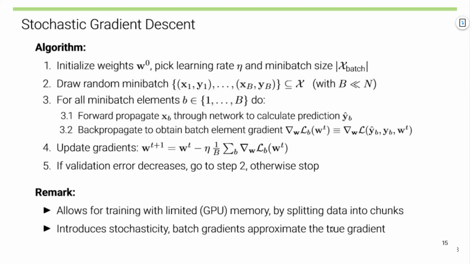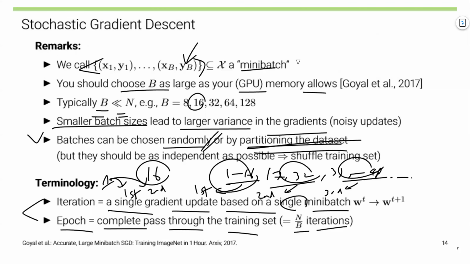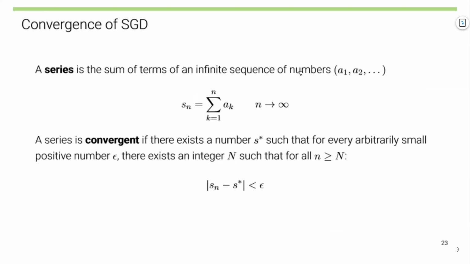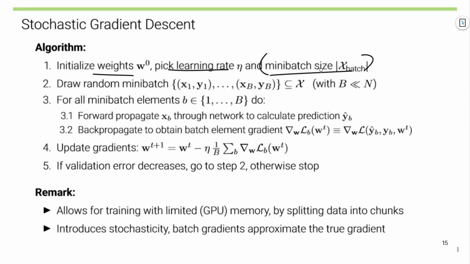And in stochastic gradient descent, we initialize our weights and pick a learning rate. What is different from plain gradient descent is that there we didn't choose the size of the batch, but in stochastic gradient descent, we choose the size of the mini batch. Then we draw a random mini batch, or partition our data set into batches. And then for all mini batch elements, it was n rather than b.